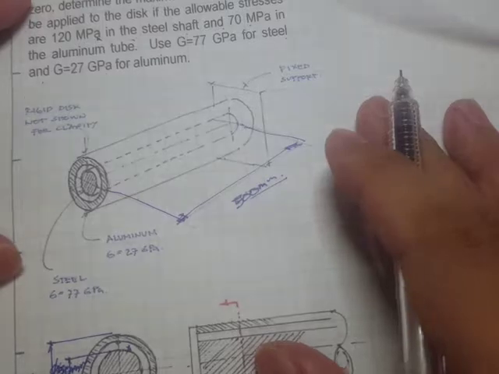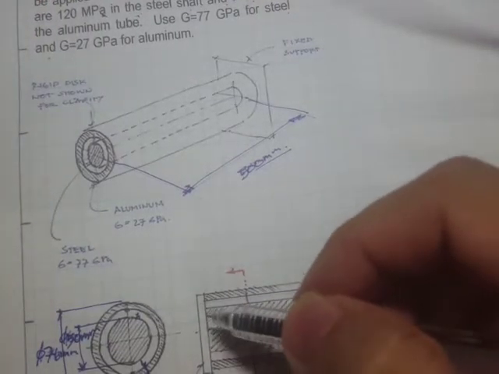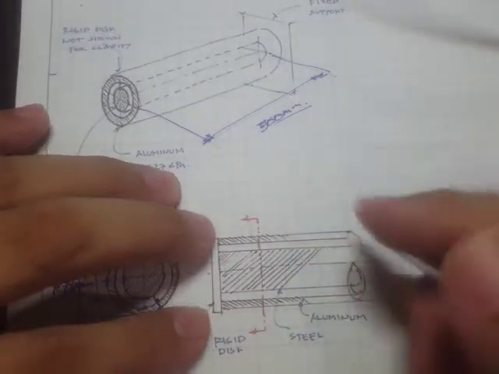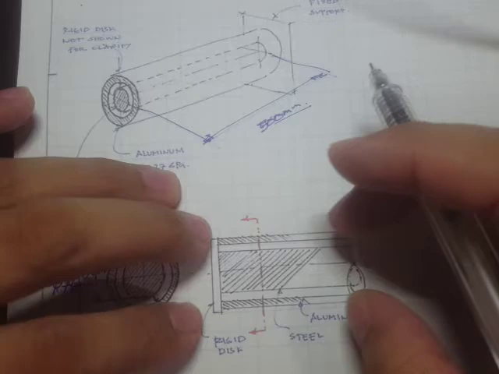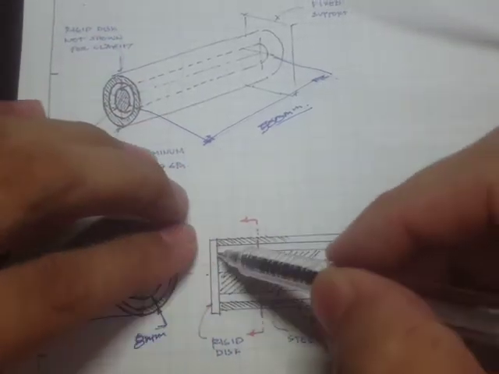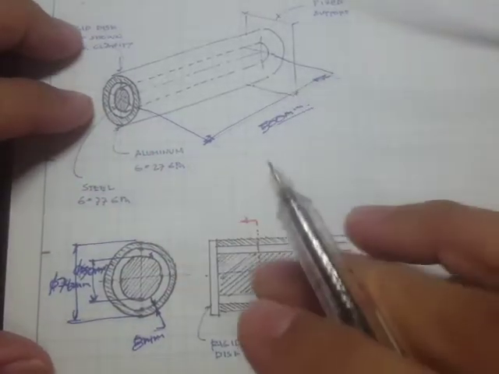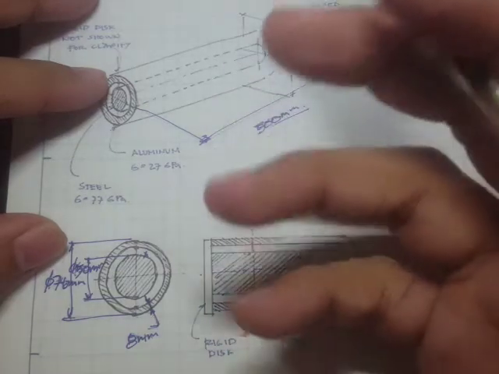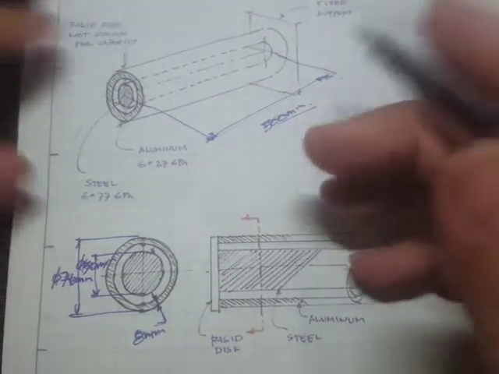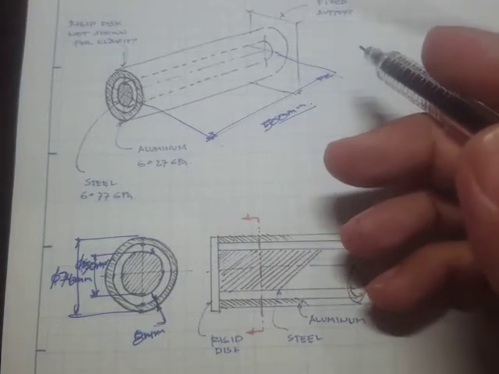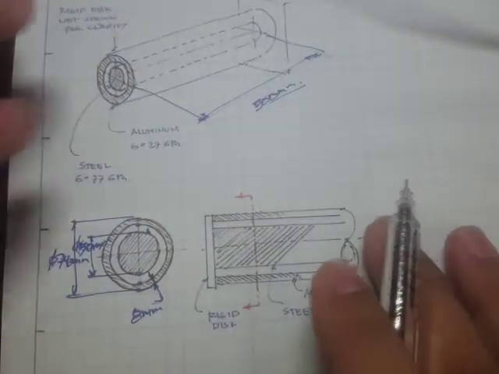Okay, so we are asked to find the torque in this rigid disc, because they are both connected. I mean, the aluminum tube and the steel shaft are connected together. So if I twist the rigid disc, then of course they are going to twist together. I mean, they will have the same angle of twist. If you recall in our lecture handouts about the geometry of deformations, because they are coaxial, they are going to twist the same amount.